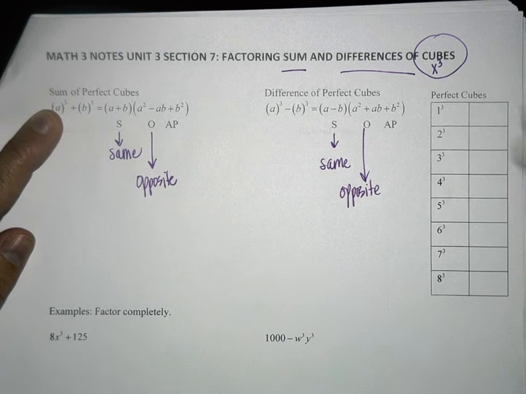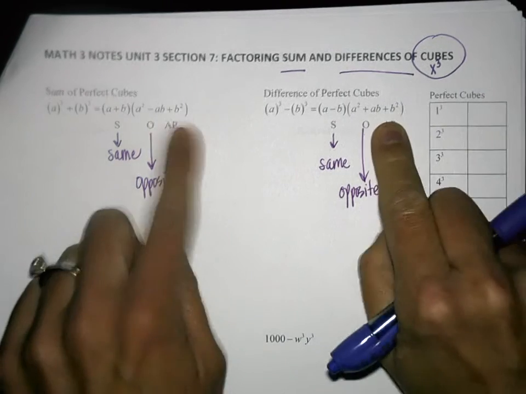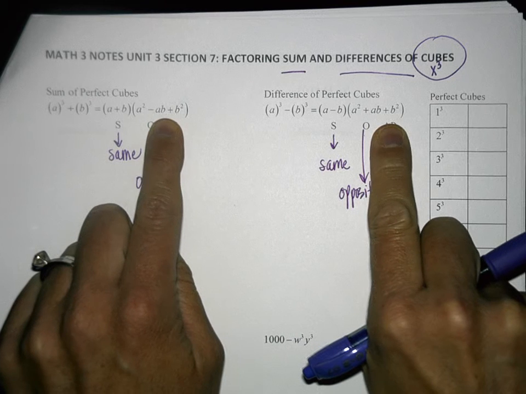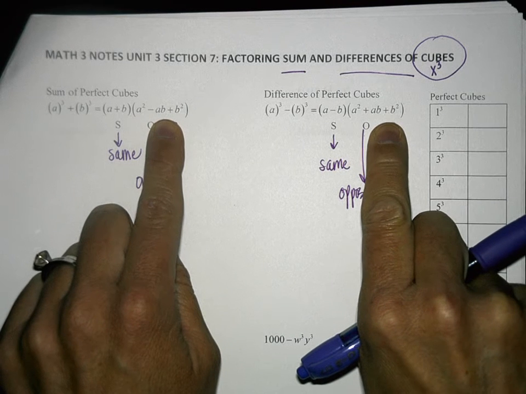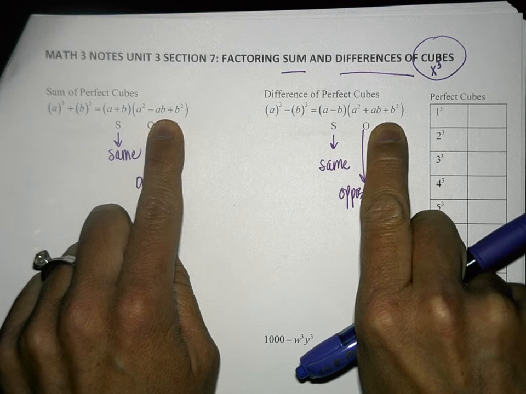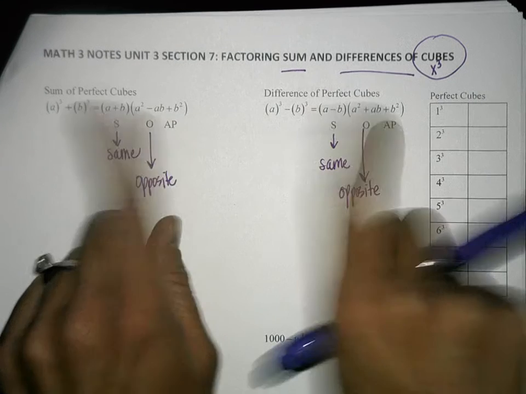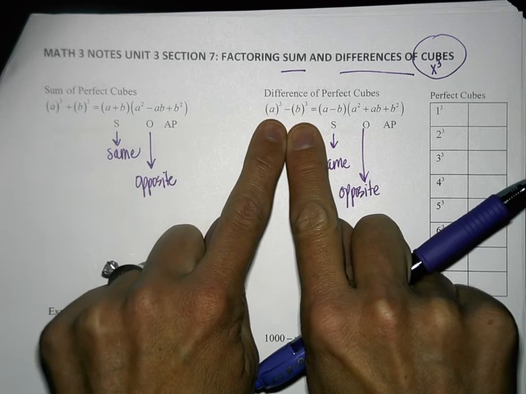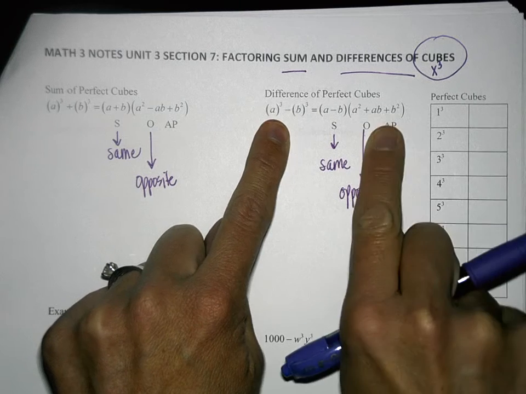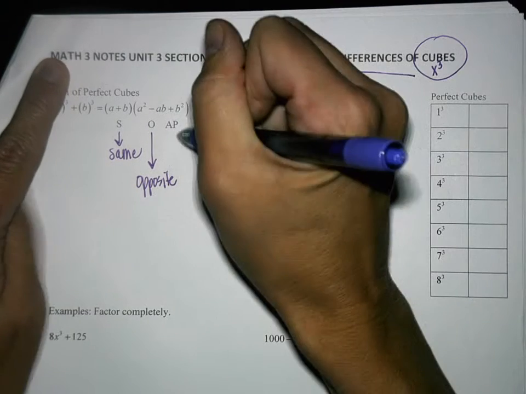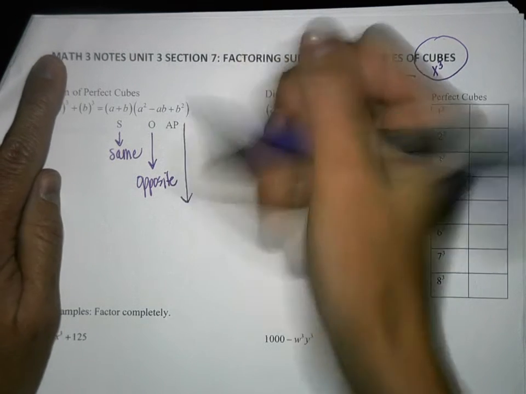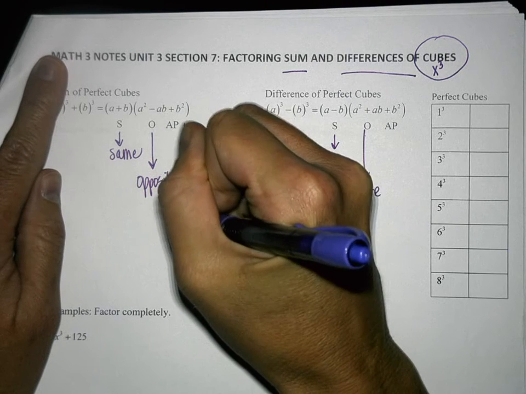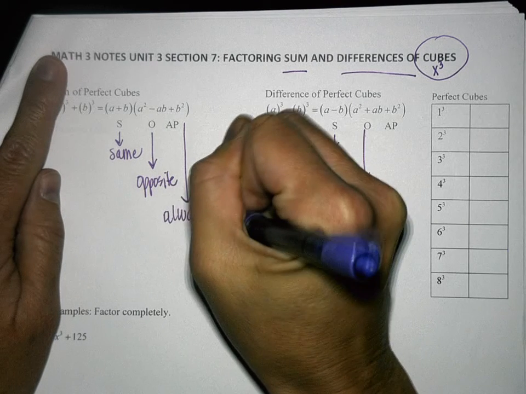And then this last one, what do you notice about these signs? What are they? They're both what? They're both positive. So this one started as a plus and the end was a positive. This one started as a minus and it ended as a positive. So guess what AP stands for? Close. Always positive.